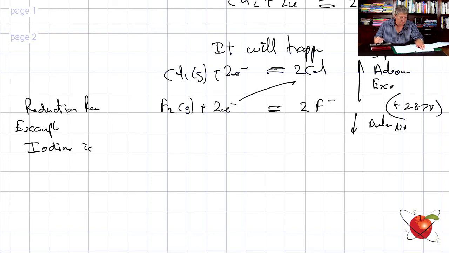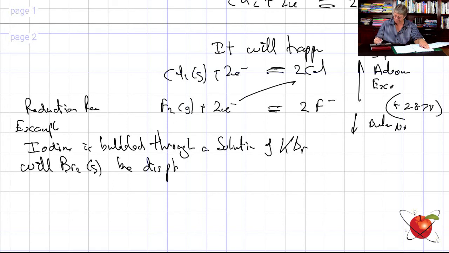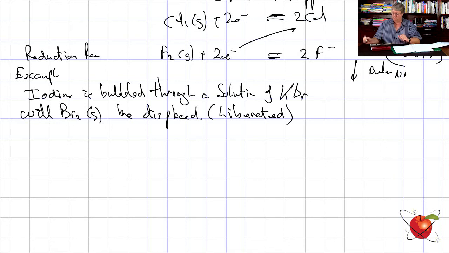Iodine is bubbled through a solution of KBr. Will Br2 gas be displaced? Or liberated. They could say liberated as well. Please note, liberated could also be used. Same thing. It means given off, bubbles out, gets gone.